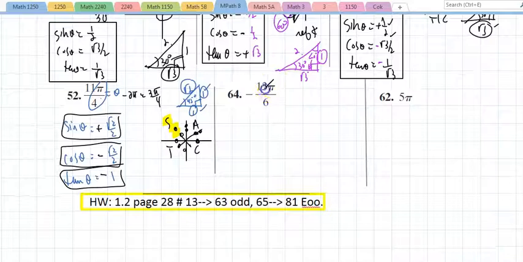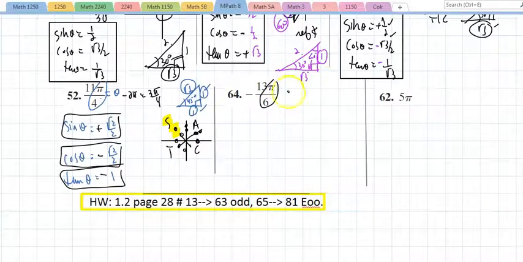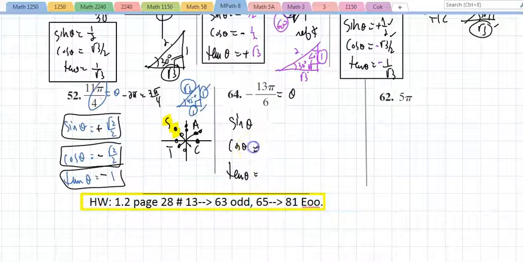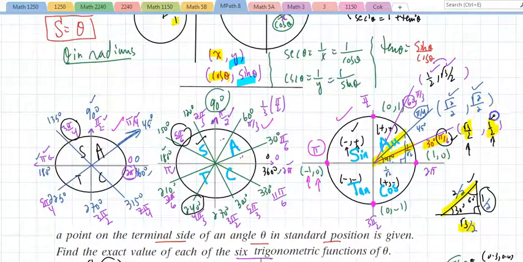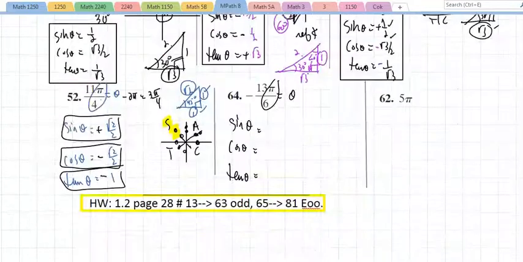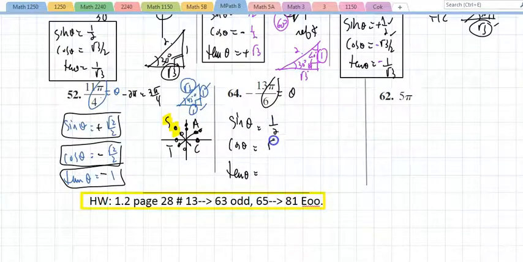13 pi over 6, again, the beauty of this is a reference angle of pi over 6. If I call this theta, when I say theta, I'm calling the whole angle theta, all of it. I want the sine of theta, the cosine of theta, and the tangent of theta. So, it has a reference angle of pi over 6. I know where pi over 6 is, right there. Sine is 1/2, cosine is radical 3 over 2. Tangent is sine over cosine. Half credit. Where is negative?